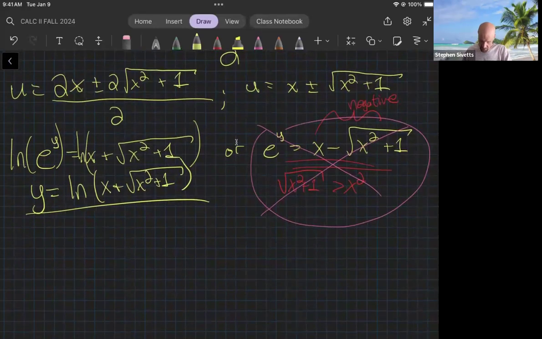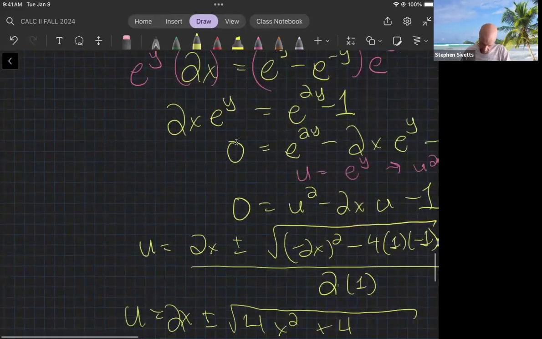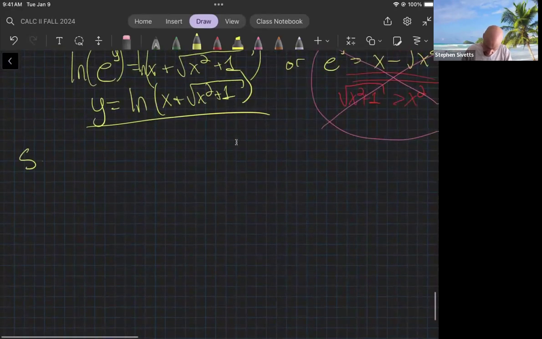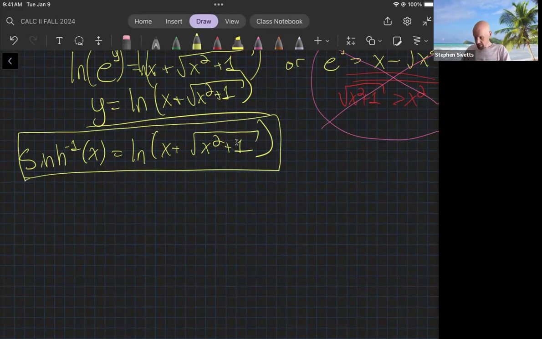Since y was equal to inverse hyperbolic sine of x, we can notate what inverse hyperbolic sine would look like. It's equal to the natural log of x plus the square root of x squared plus 1. And our domain for the inverse function is everything, so that means the domain is all of the real numbers.